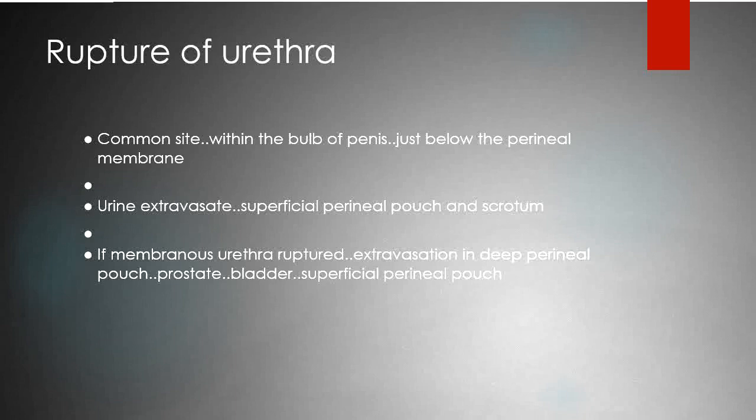But if there is a rupture of the membranous part of the urethra, then the urine escapes into the deep perineal pouch and can extravasate upward around the prostate and the urinary bladder, or downward into the superficial perineal pouch.